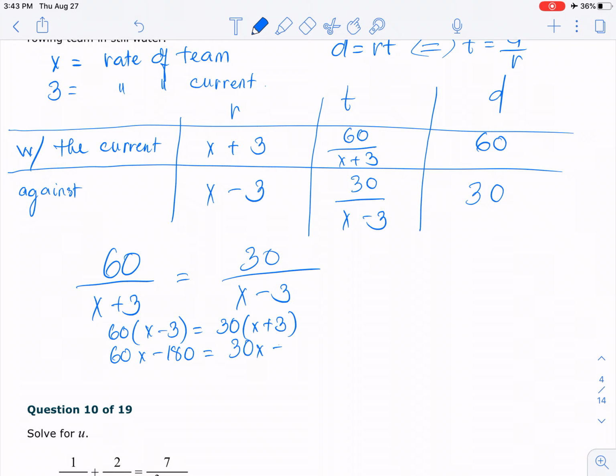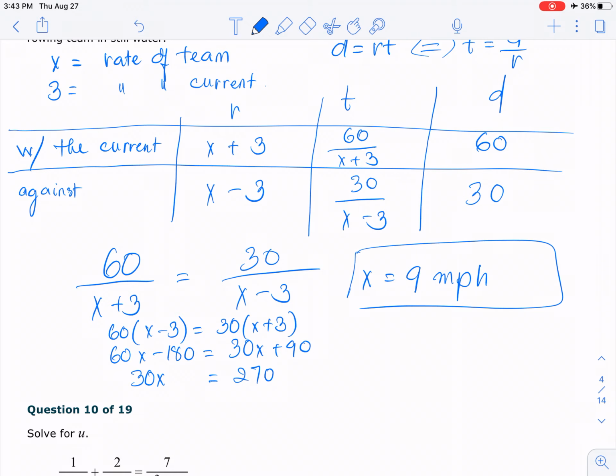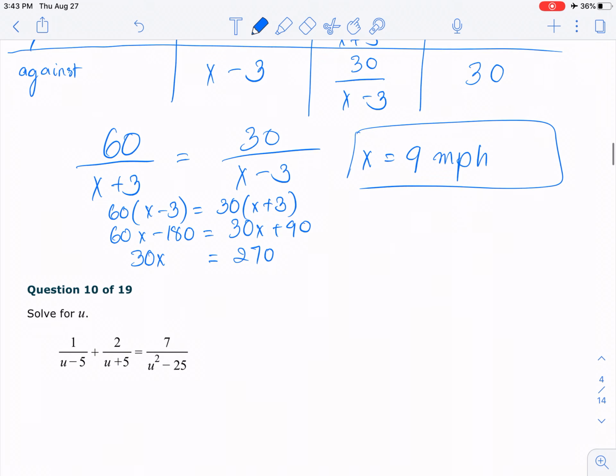$30x plus 90. I'm sorry, I'm running out of room, so I'm going to put 30x here. So when we divide, I'm going to get 9. So that's the rate of the team. All right, moving on to number 10.